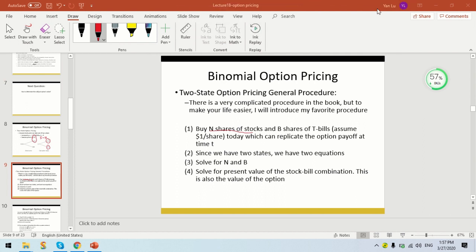So the key of the binomial pricing model is we assume at time zero, we bought N shares of stock and B shares of T-bills. To simplify the calculation, we assume the T-bills are worth $1 per share. And then we hope these twin securities can replicate the option payoff at time T. Because we have two states, we have two equations. We can solve for N and B. After we solve for N and B, it's very easy for us to solve for the present value of the twin security, the stock and T-bill combination. And this is also the value of the option.